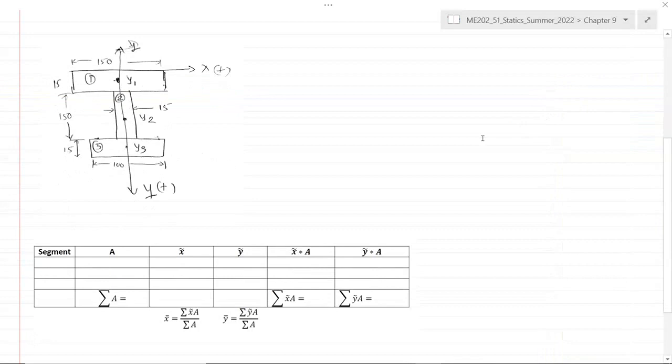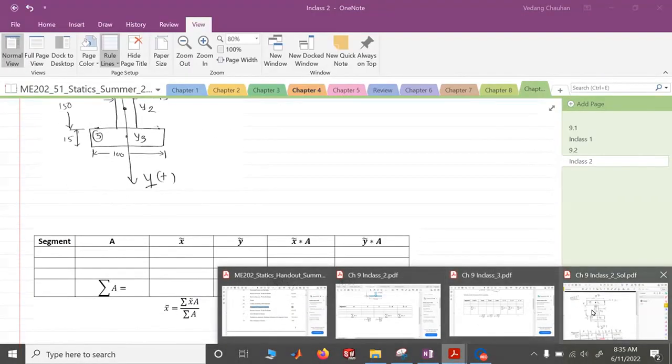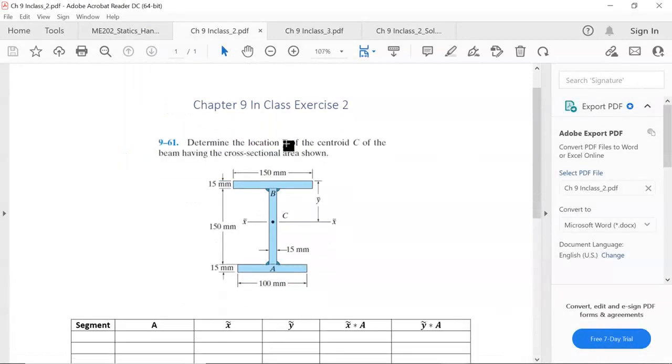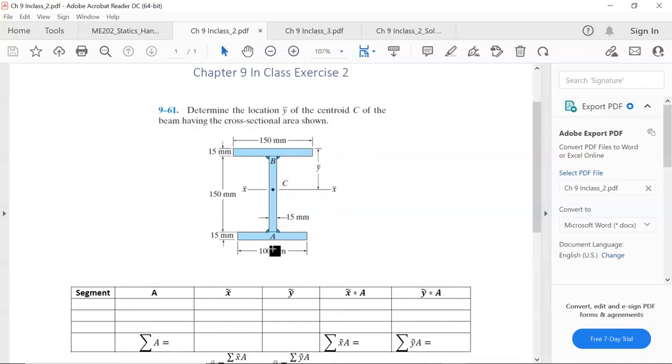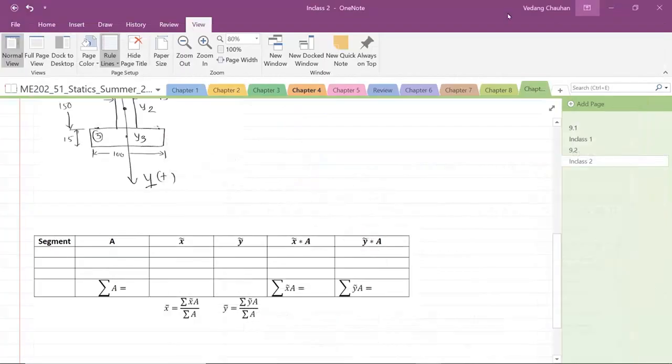Chapter 9 in class exercise 2. So this is problem 961. Determine the location y bar of the centroid C of the beam having the cross-sectional area as shown. So this is an I section beam and we need to determine the location y bar. The table is given to us, so we need to fill out all these columns and apply this equation to get the overall centroid.